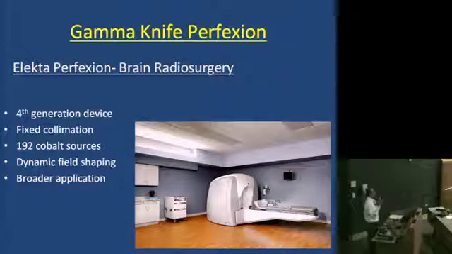All these cobalt sources are mounted in sectors. There are 8 sectors in the gamma knife, and you can very precisely radiate the tumor within a few millimeters. Within a few millimeters, you can have 100% of the dose, and 2 or 3 millimeters away, you can have 50% of the dose. So it's an extremely precise technology.